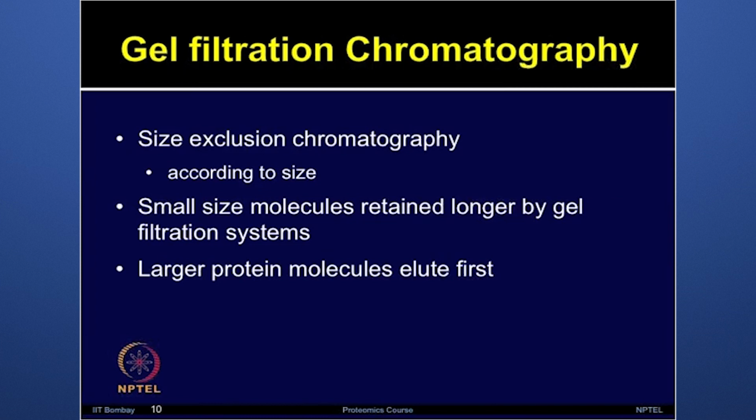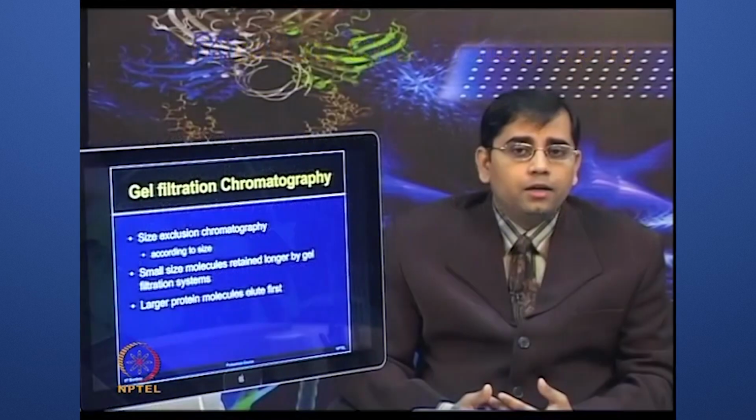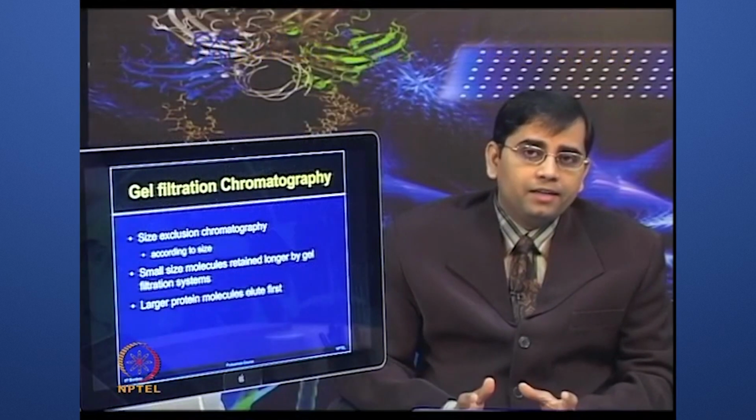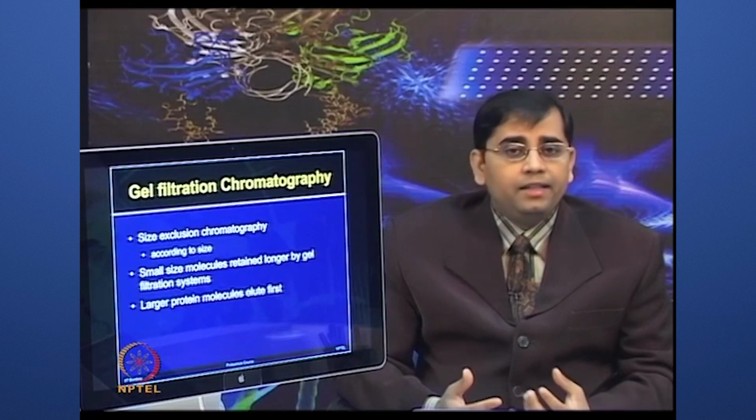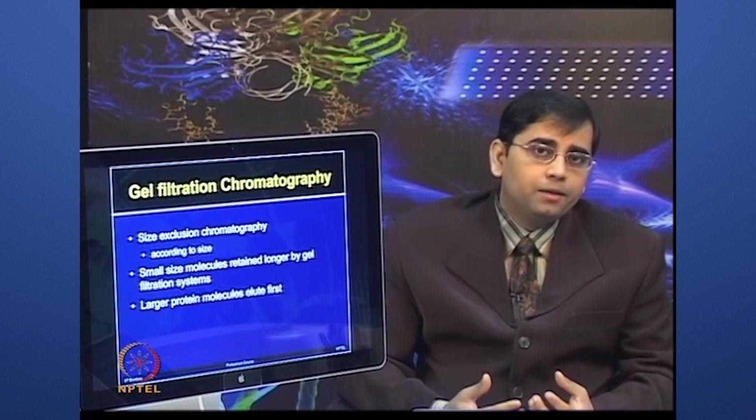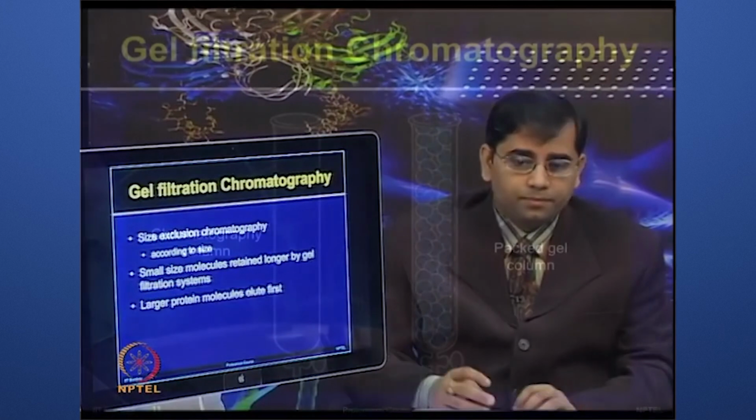The small molecules, such as salt, will be retained longer by the gel filtration system, and larger molecules such as proteins will elute first, because they cannot enter inside the porous beads, and they can be used to separate proteins based on the size.